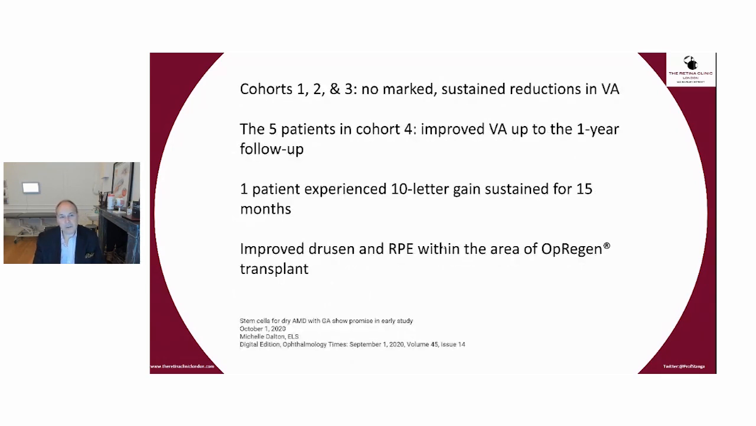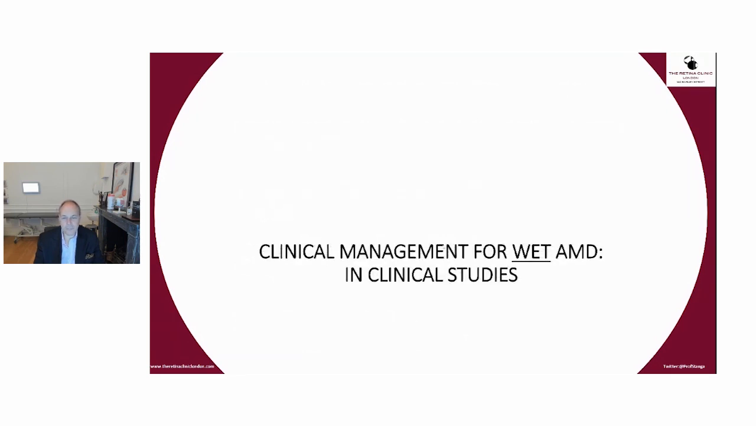In cohorts 1, 2, and 3, there have been no marked or sustained reductions in vision. The 5 patients in cohort 4, however, showed improved vision up to 1 year of follow-up. 1 patient even experienced a 10-letter gain sustained for 15 months. There's been improved drusen and RPE appearance within the area of OpRegen transplantation. So these are very promising results. Again, this is still at a research phase.